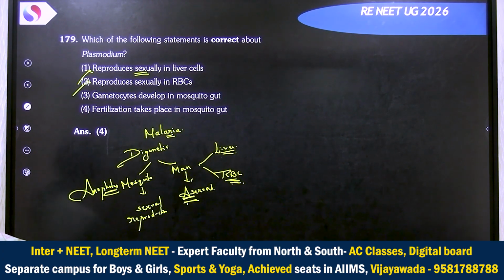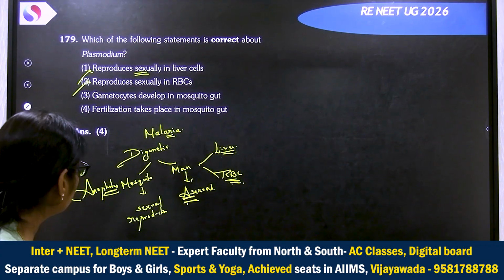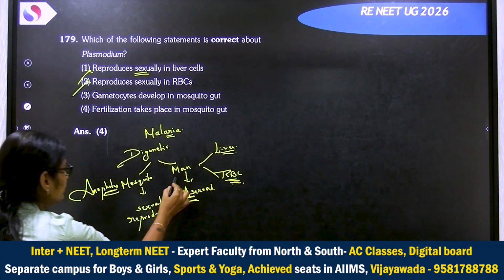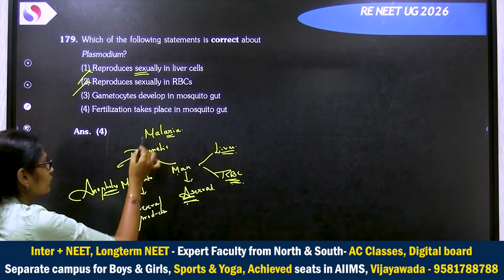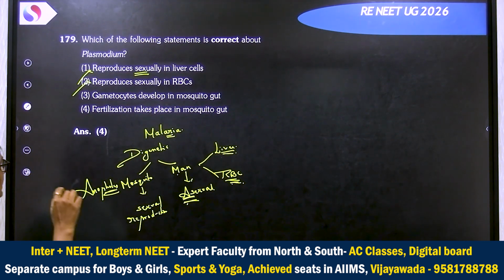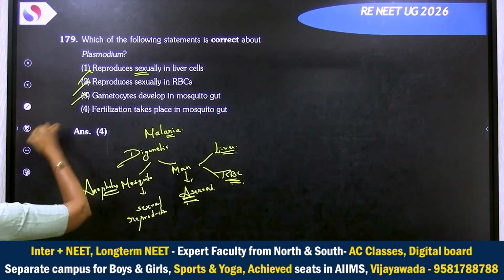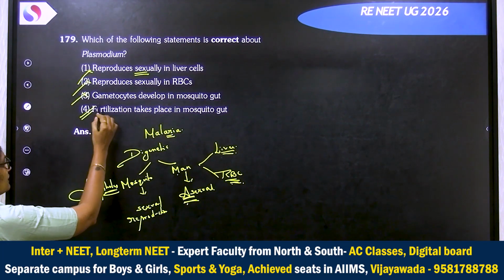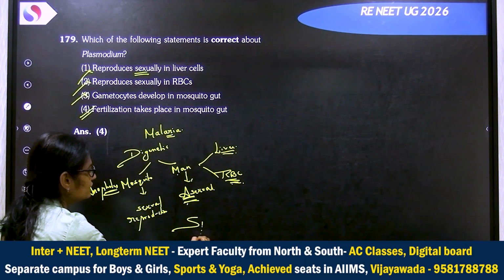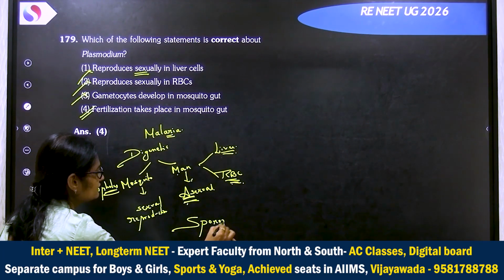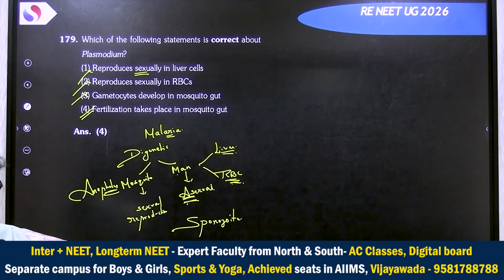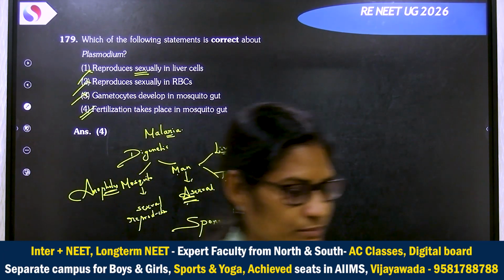Gametocytes develop in mosquito gut, they gave. Gametocytes are not developed in the mosquito gut. Actually, gametocytes are developed in the human body. When it enters the mosquito's body, it will enter in the form of gametes. So, we can't go with this option. Fourth option, fertilization takes place in the mosquito gut. This is a true statement. Once fertilization occurs, what is the infective stage formed there? Sporozoites are formed. Sporozoite is the infective stage of malaria we call.